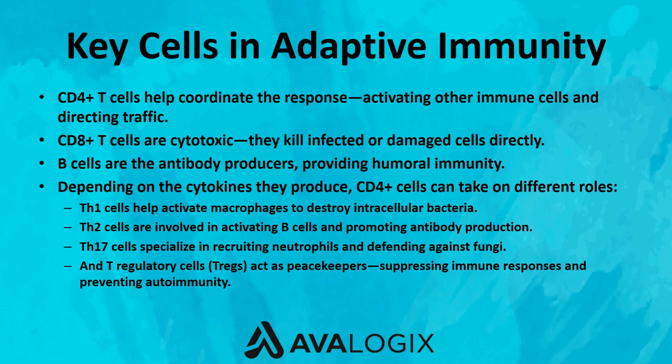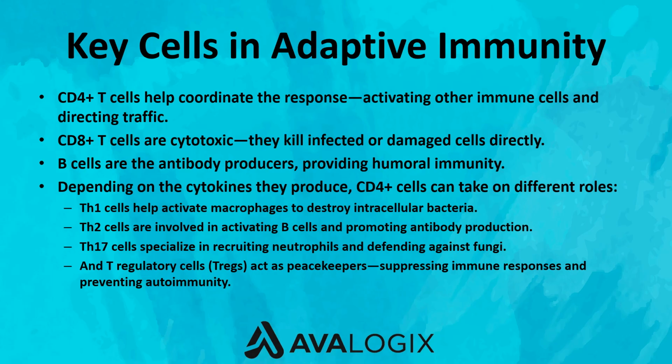Now that we've introduced the adaptive immune system, it's time to meet the main characters, the cells that do the heavy lifting. These are your B cells and T cells, collectively known as lymphocytes. Let's start with T cells, which mature in the thymus. That's what the T stands for. There are two main types you'll need to know. First, we have the CD4+ helper T cells. These cells don't kill pathogens directly, but they're absolutely essential. Think of them as commanders on the battlefield.